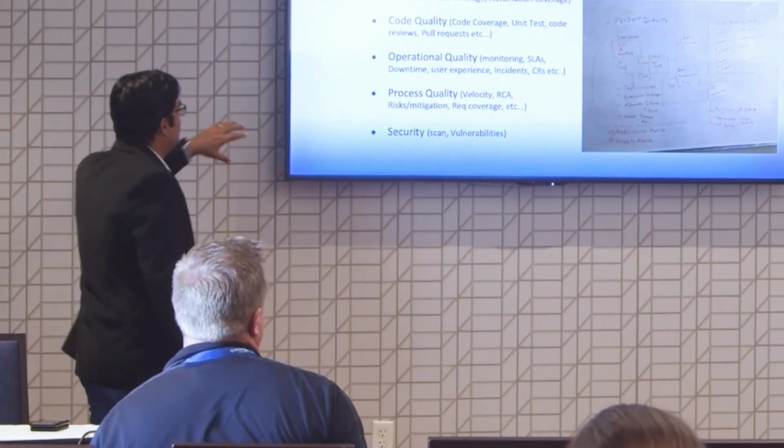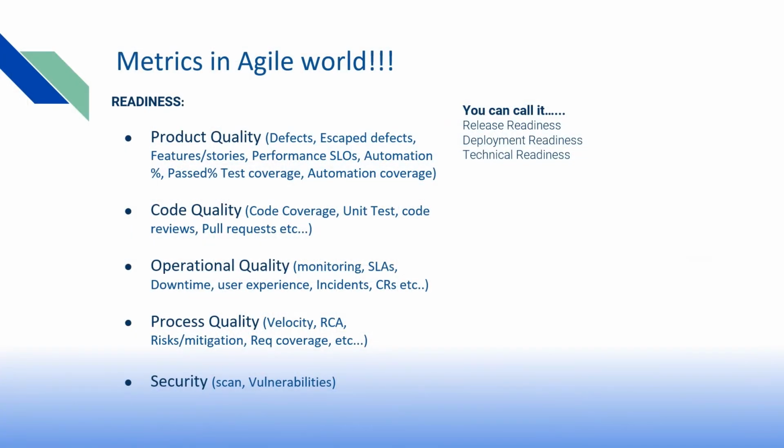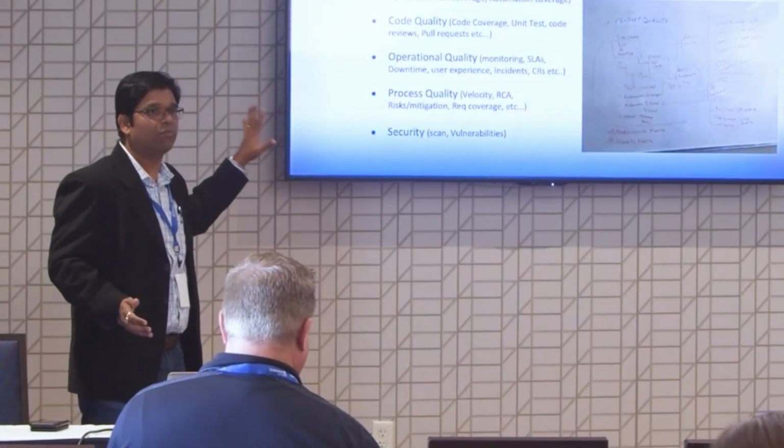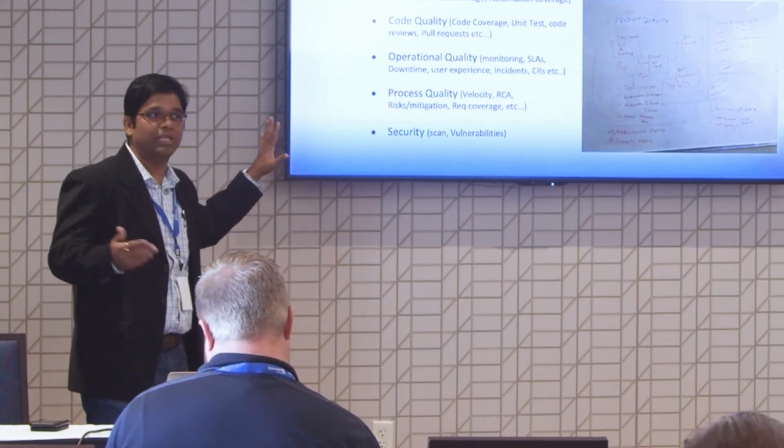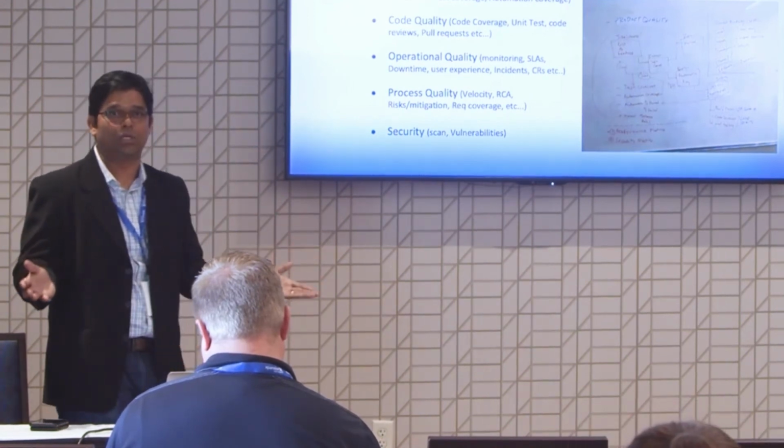I generally like these terms very much: product quality, code quality, operation quality, process quality, and security. As a quality engineering team, we should look at all these metrics. Generally, that is not happening. What we end up doing is looking at the number of test cases failed versus passed, or the number of defects or escaped defects. Are we really talking about release readiness or deployment readiness or technical readiness? We have to decide when my product is technically ready to move to the next stage, when it is technically ready for deployment, and then it is ready to release, right?